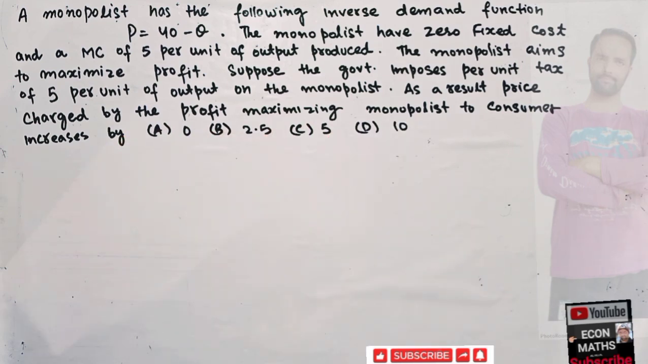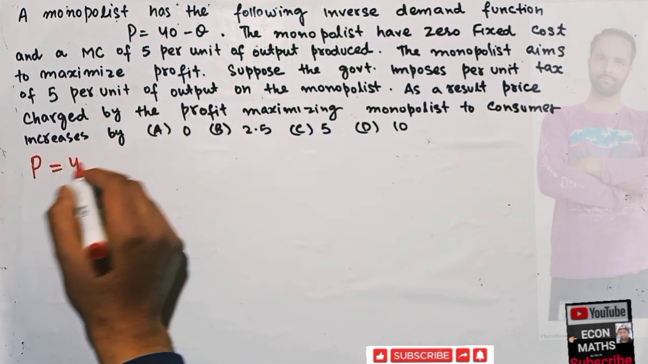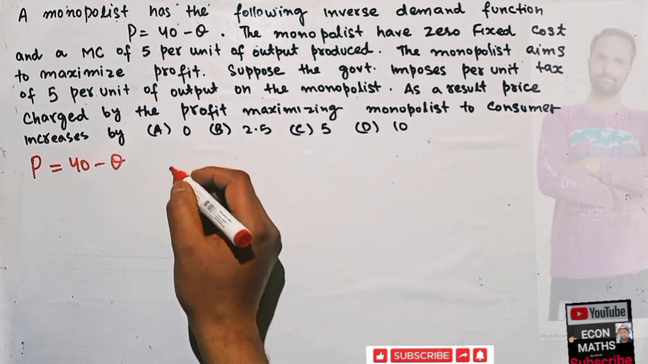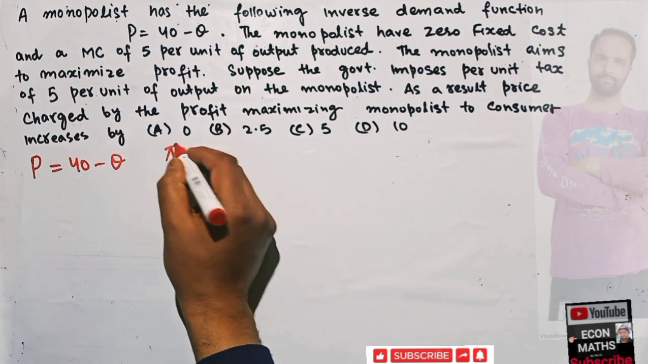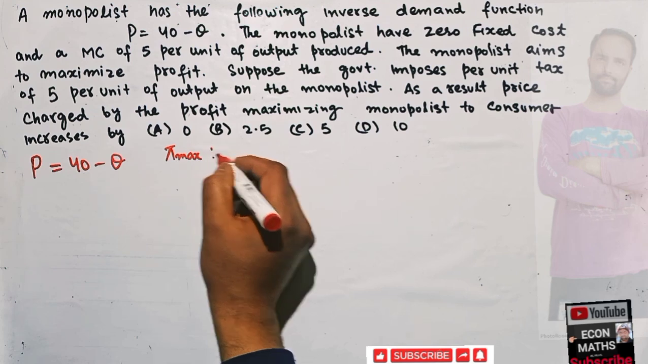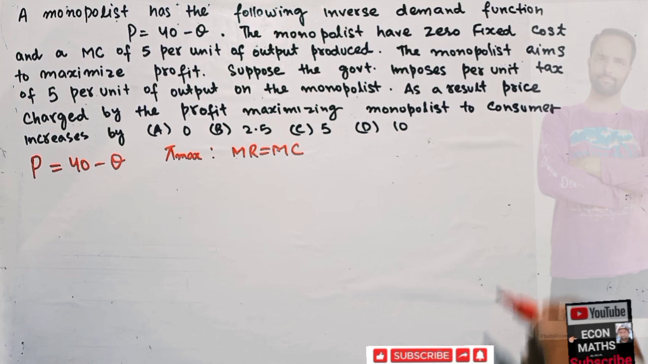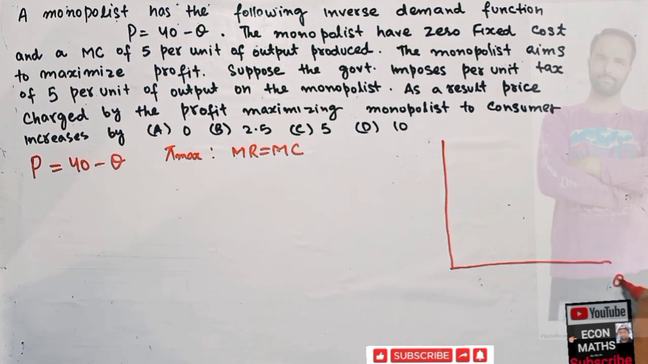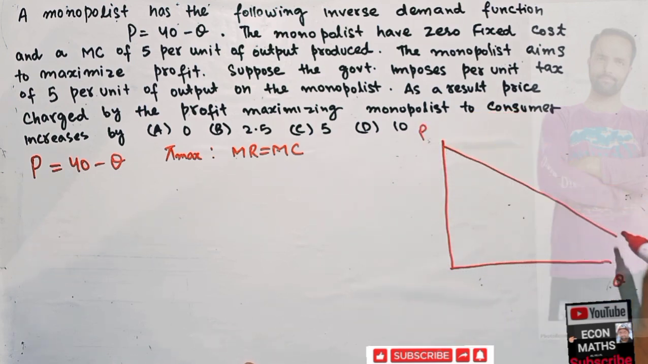Okay, so what are we being given? We are being given the inverse demand function of the monopolist as P is equal to 40 minus Q. And we are also being told that we have a profit maximizing monopolist. That means profit maximization, as we know, requires that our marginal revenue should be equal to the marginal cost. This is our demand function. If I can draw the graph also here, we have quantity here, price on this axis. This is our inverse demand function. Let us write it as the demand function.